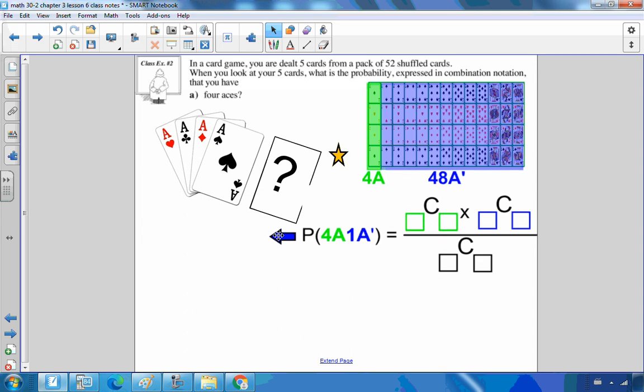So I want 4 aces, and there are 48 not aces. So for my aces, there are 4 of them, and I want all 4 of them. And then I have that missing card. I still need that last card to make up 5 cards in my hand. So there are 48 not aces, and I want 1 out of a total of 52 cards in the deck, and I want 5.